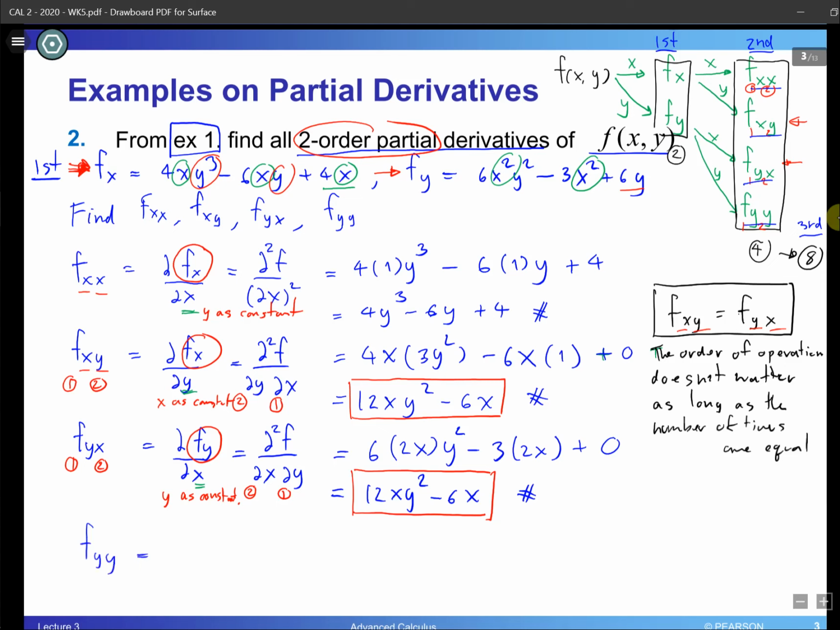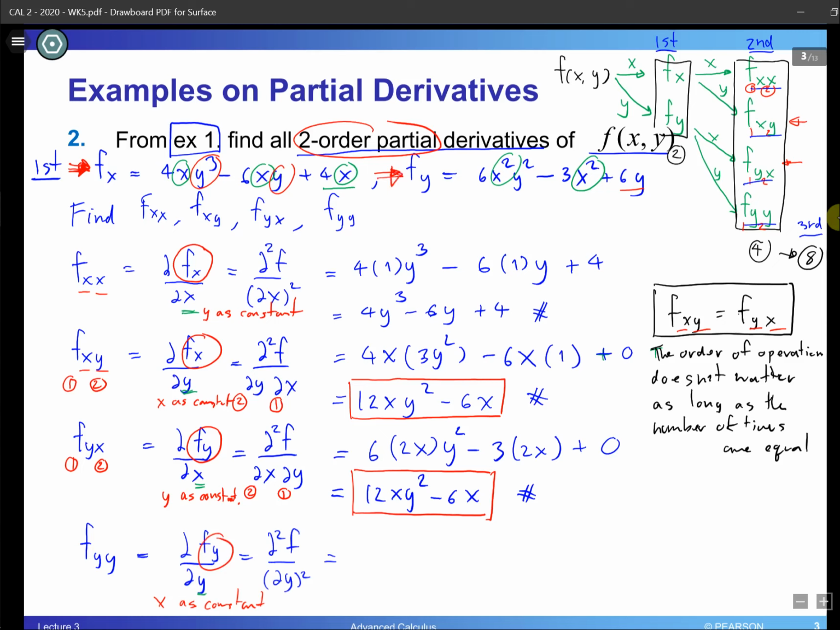So here we are going to start with just fy. Alright, and then we are going to differentiate this with respect to y. And as you know, we are working with the y variable here, so we are going to treat x as a constant. So this can be expressed as the second order partial derivative of f with respect to y twice.